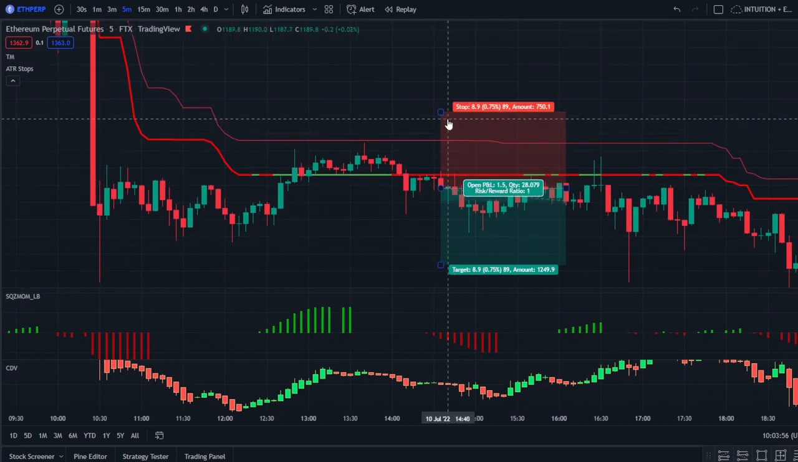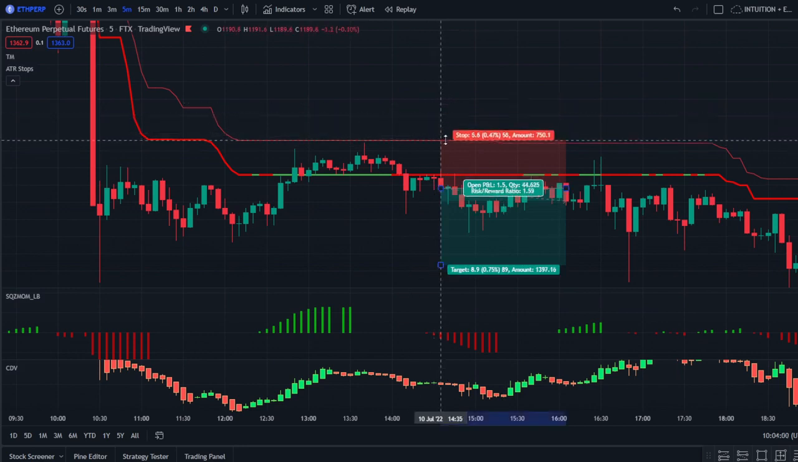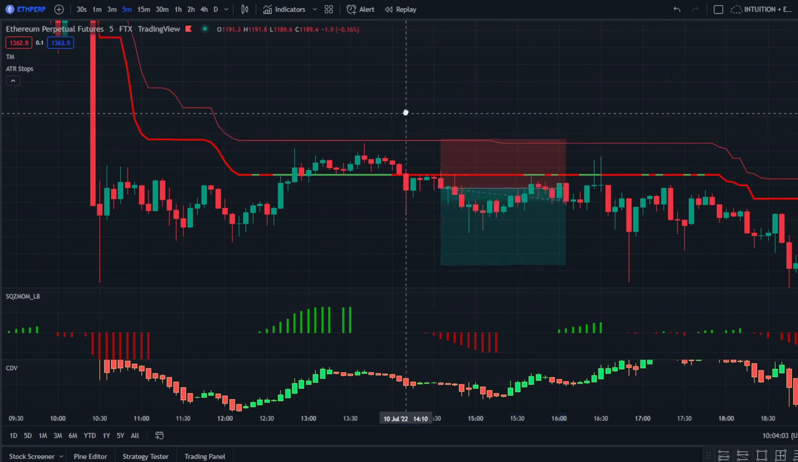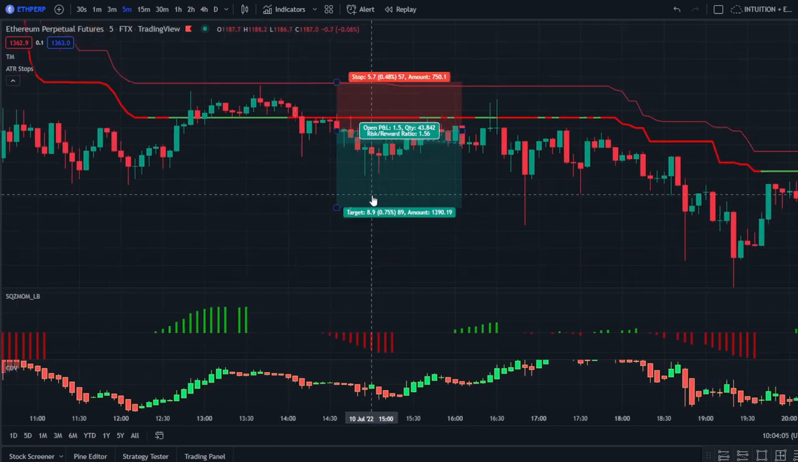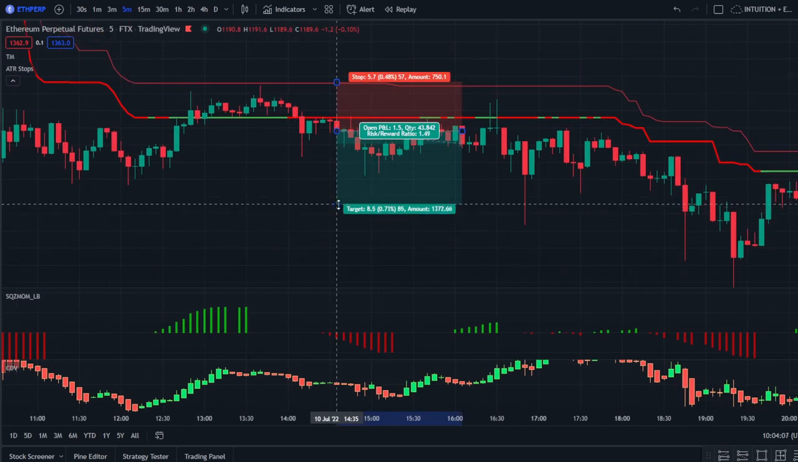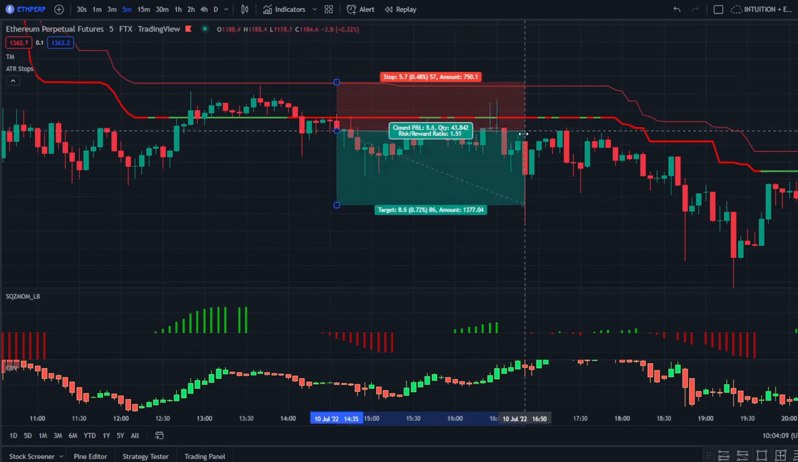This is where we'll be using our ATR stops. The stop will be at the ATR right there. You're going to place it there, and we're going to have a 1.5:1 risk to reward ratio, and that will be your first position.